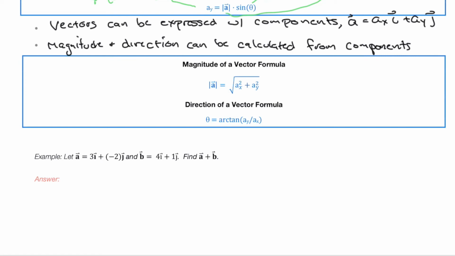And so the formula for the magnitude of the vector is nothing but the Pythagorean theorem. In this case, it's the hypotenuse of the triangle we saw before, and so it's the square root of a sub x squared plus a sub y squared. And the direction of the vector is a familiar arctangent formula. In this case, because theta was between our vector and the x-axis, then theta would be arctangent of a sub y over a sub x.